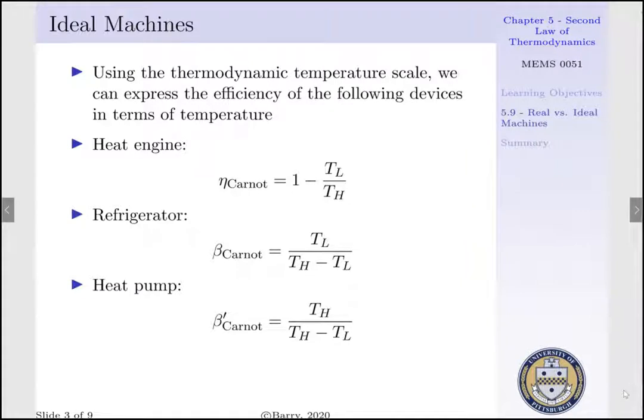Ideal machines are described using our thermodynamic temperature scale, and we can express the efficiency of these machines based upon our high temperature and low temperature reservoir temperatures. For instance, the efficiency of a Carnot heat engine is expressed as 1 minus TL per TH. The coefficient of performance of a Carnot refrigerator is expressed as TL per the quantity TH minus TL. And the Carnot efficiency associated with a heat pump is expressed as TH per the quantity TH minus TL.